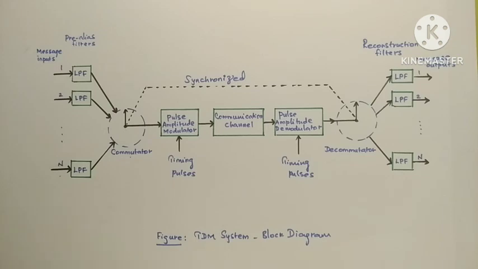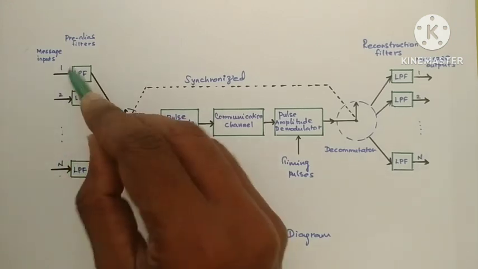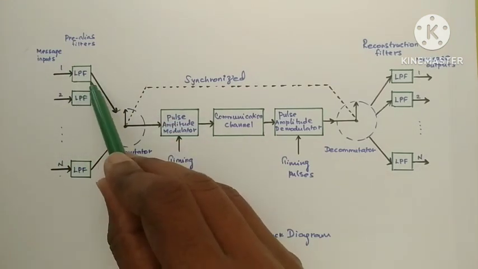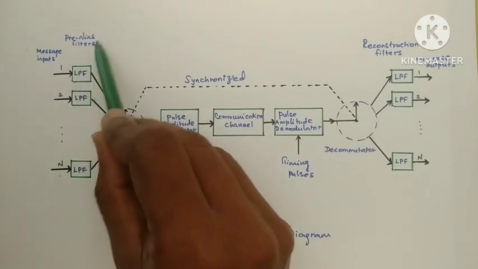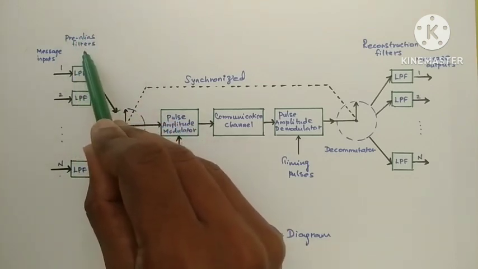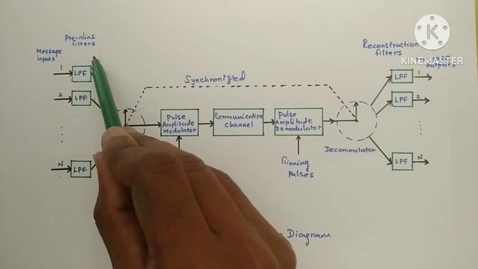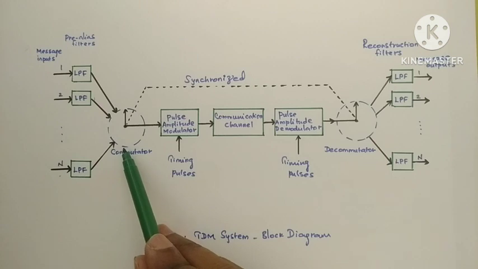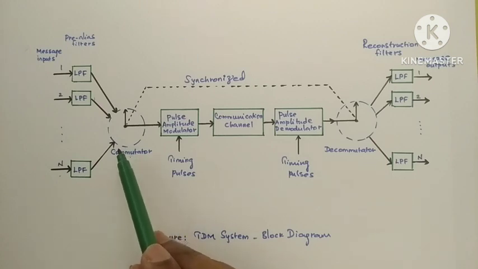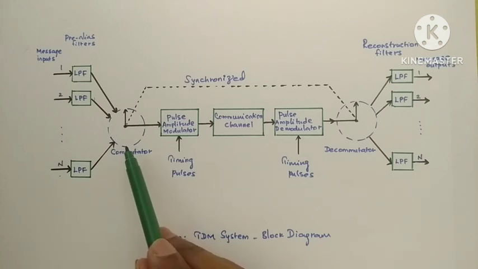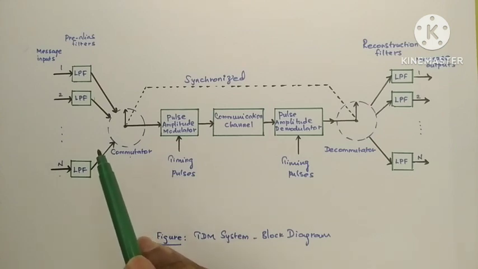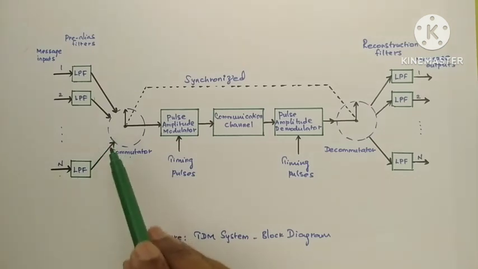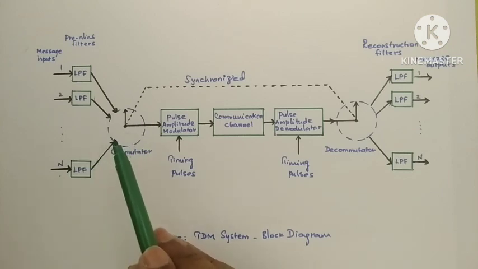Okay. Next. Now you are all familiar with the function of this TDM block diagram. You have message inputs. Each input is given to a low pass filter. This low pass filter is called a pre-alias filter, which removes the non-essential frequencies, and then it is given to the commutator, which is an electronic switching circuitry. This commutator will perform sampling of the incoming signal as per the sampling theorem.